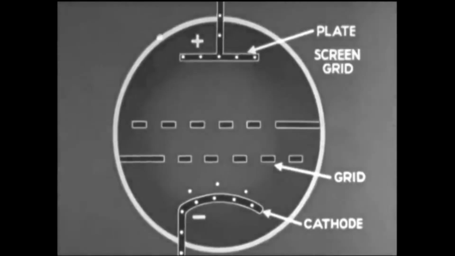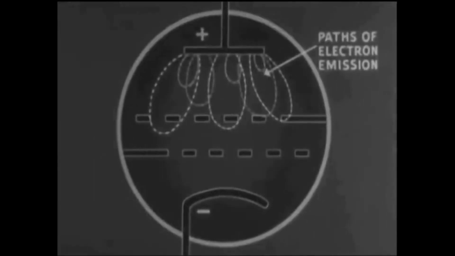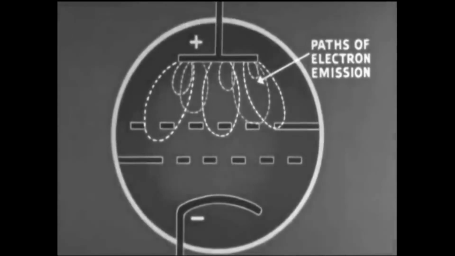The introduction of the screen grid adds another positive element in the tube, which may attract electrons. Paths of electrons of secondary emission cut across the screen grid. These electrons coming from the plate cause an undesirable plate-to-screen current.